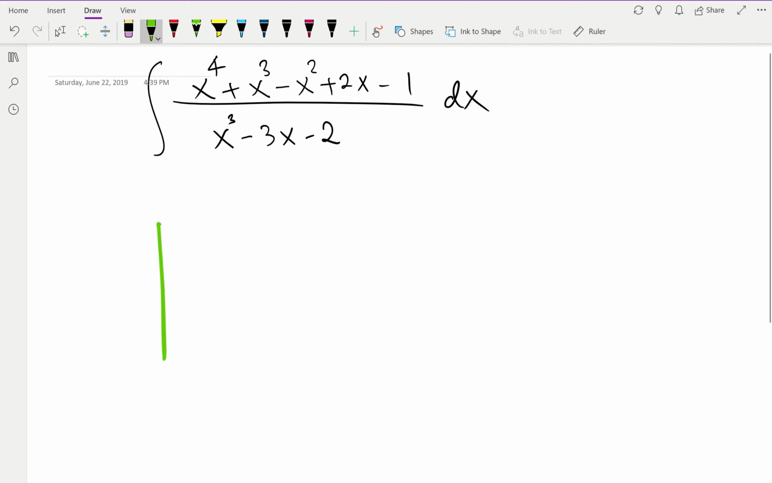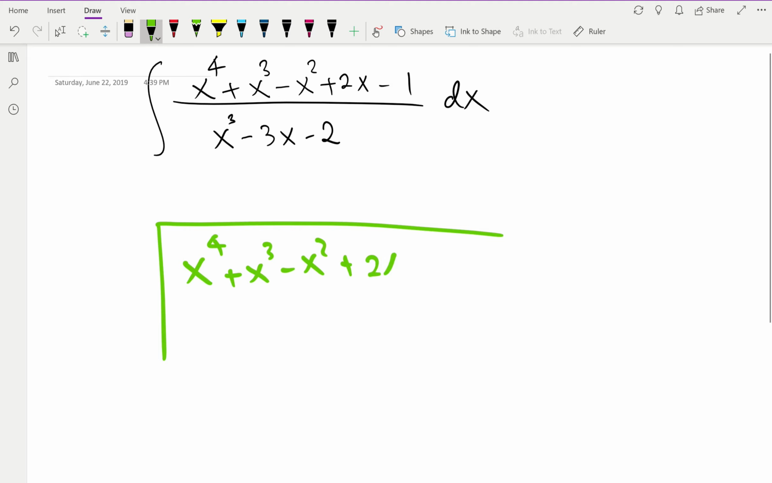First we have to perform polynomial long division. So let's perform the polynomial long division. We have to divide by x cubed minus 3x minus 2. Alright, so we first compare the first terms, x to the power 4 and x cubed. To get x to the power 4, you have to multiply x cubed by x.